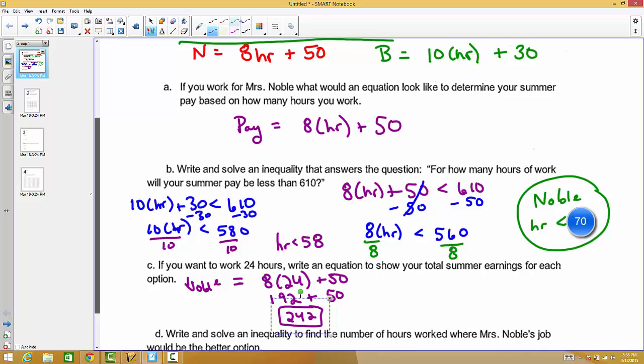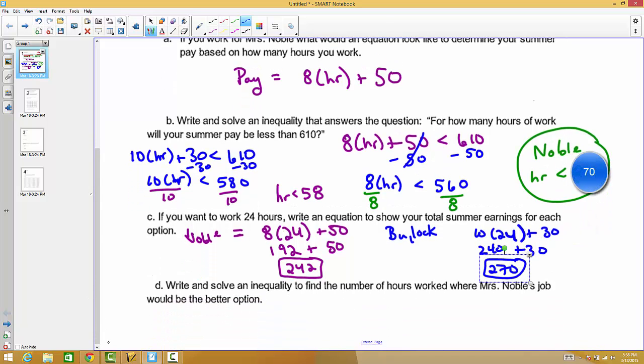Okay, and then for Mr. Bullock, you would have $10 times 24 hours plus 30. So 240 plus 30 is 270. And then it says write and solve an inequality to find the number of hours worked where Mrs. Noble's job would be a better option.